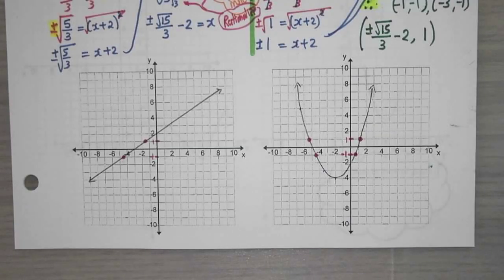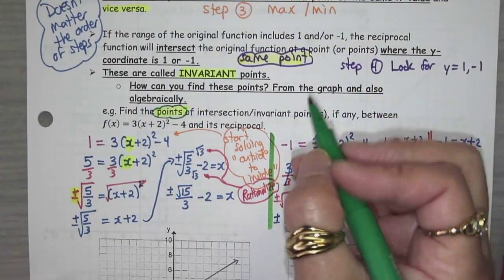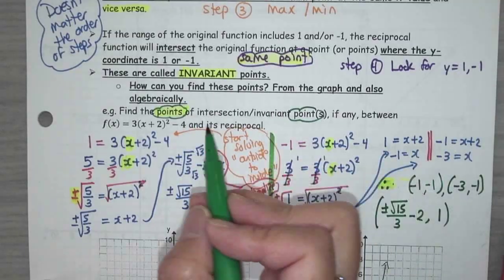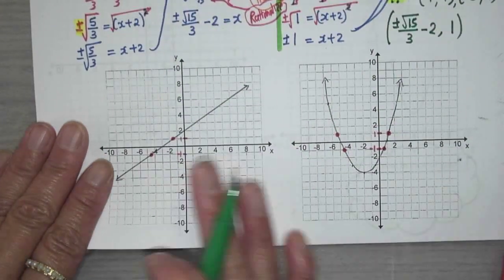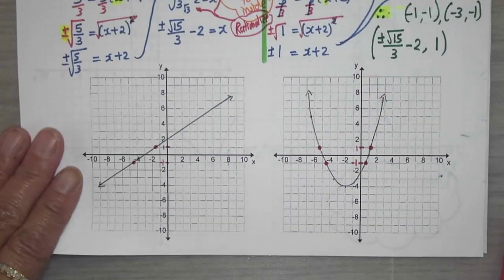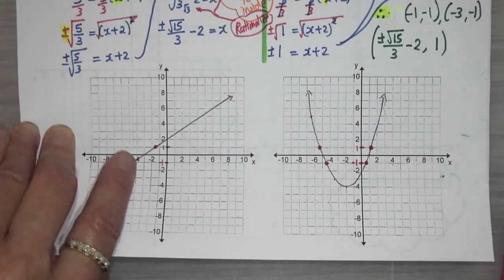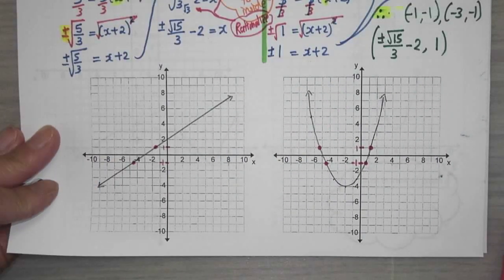So get used to that word, invariant point, or it's called point of intersection. So either way, they're points, so it's called point of intersection or invariant point. That's what those are. So it'll be on both the graphs, both the reciprocal and the original. Okay, what else? So I have that one step done. So remember, there's 4 steps I want you to do. Doesn't matter the order.